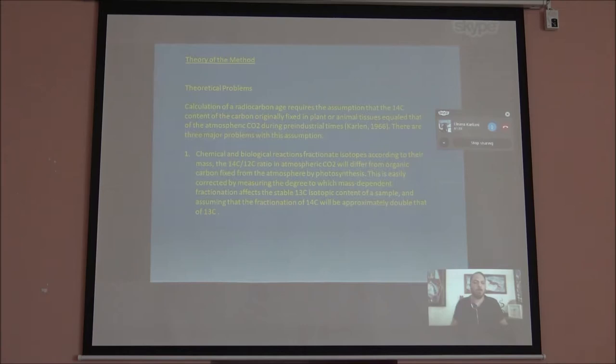The first problem is that chemical and biological reactions fractionate isotopes according to their mass. So the carbon-14 to carbon-12 ratio in atmospheric CO2 will differ from organic carbon fixed from the atmosphere by photosynthesis, because the carbon-14 atom is heavier than the carbon-12 atom. This is easily corrected by measuring the degree to which mass-dependent fractionation affects the carbon-13 isotope content of a sample, and assuming that the fractionation of carbon-14 will be approximately double that of carbon-13. So this is a mathematical problem, and it is very easy to solve with some equations.